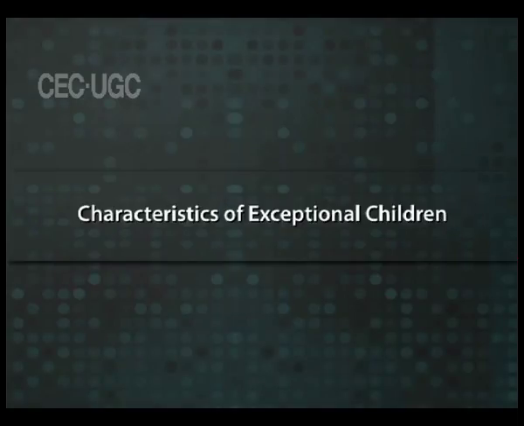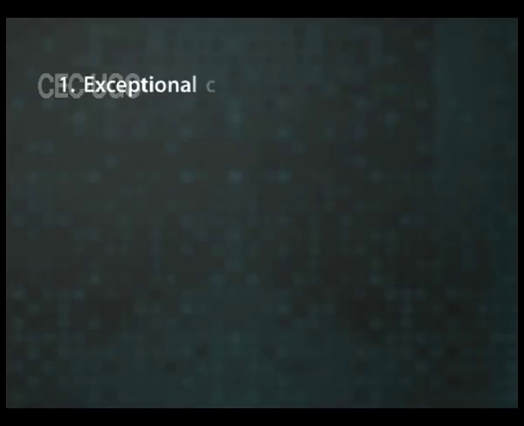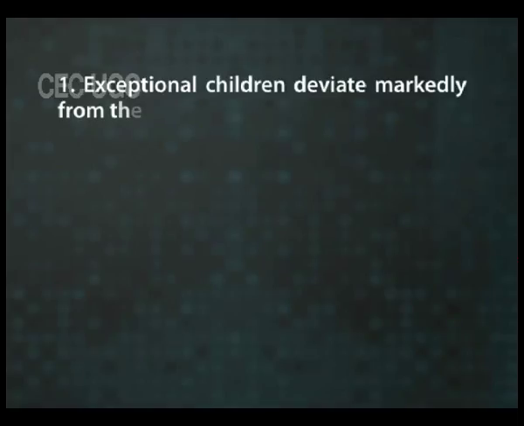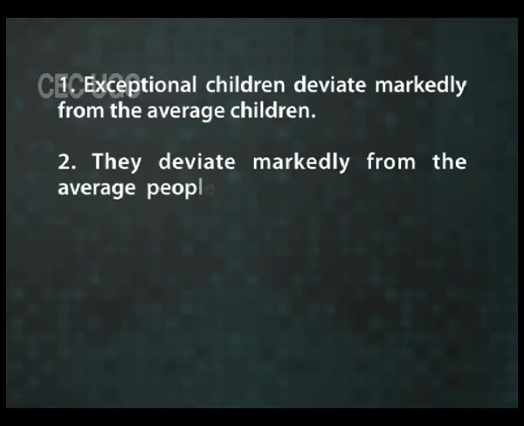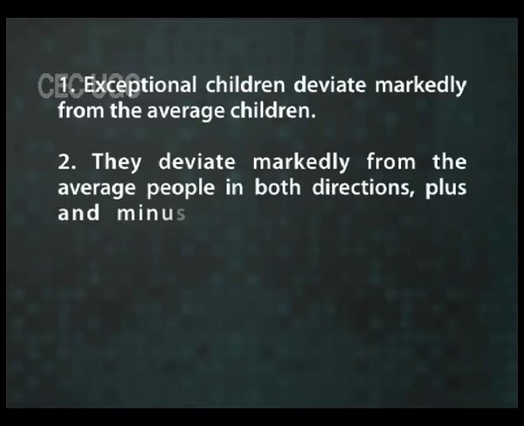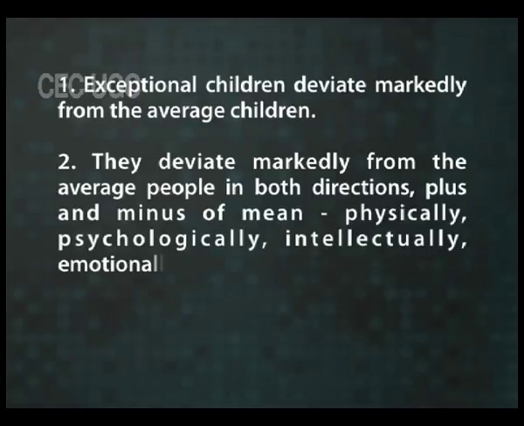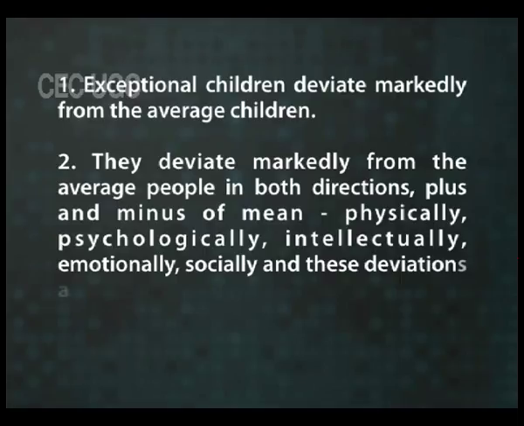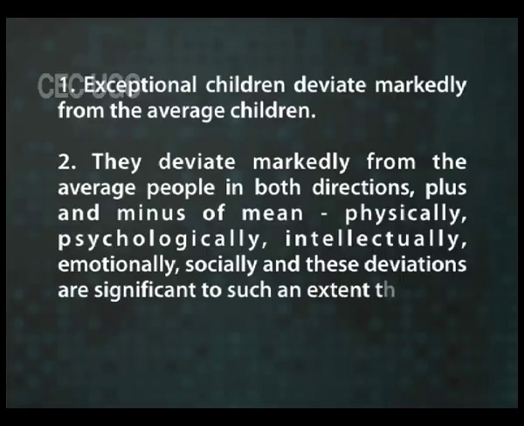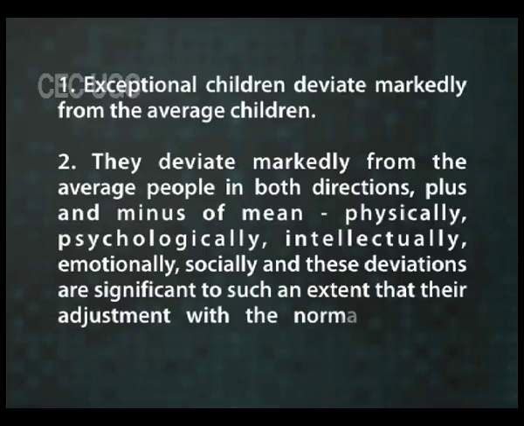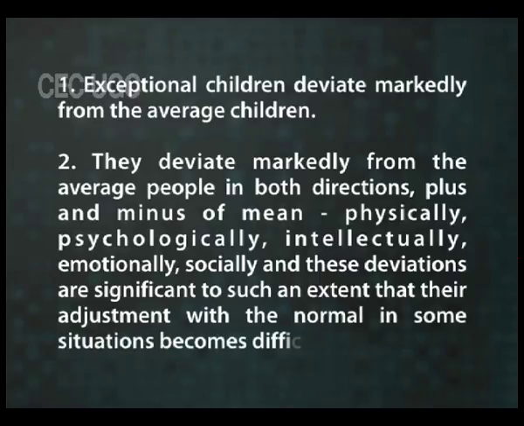Characteristics of exceptional children. These definitions highlight the following characteristics of exceptional children. Exceptional children deviate markedly from the average children. They deviate markedly from the average people in both directions, plus and minus of the mean, physically, psychologically, intellectually, emotionally and socially, and these deviations are significant to such an extent that their adjustment with the normal in some situations becomes difficult.